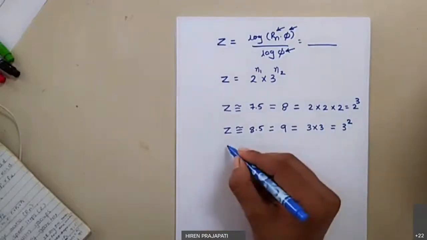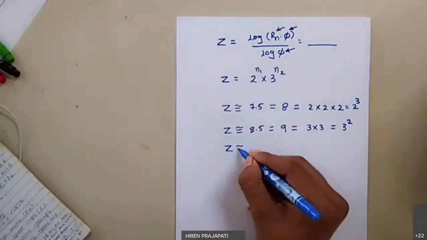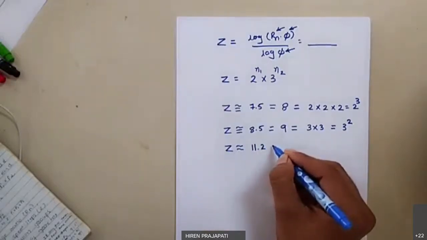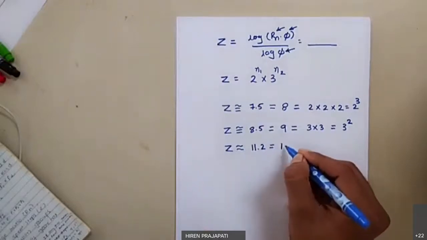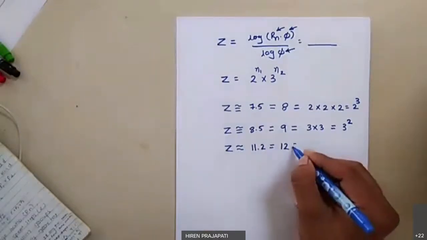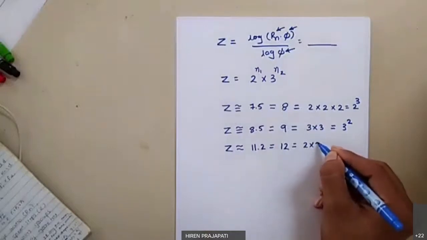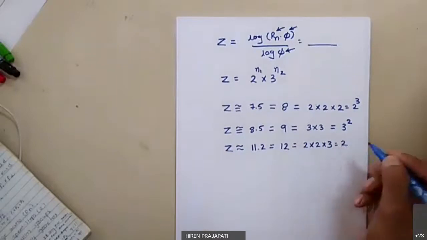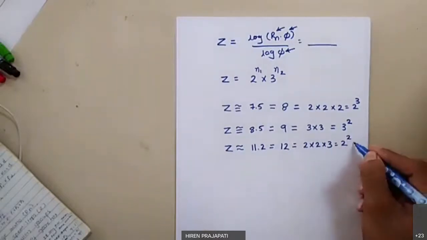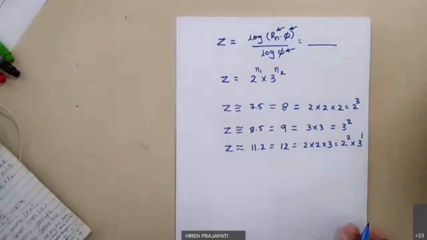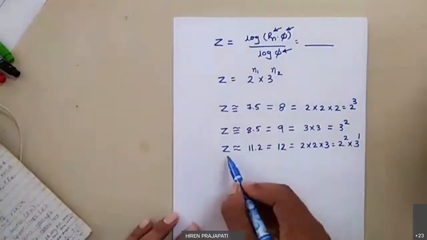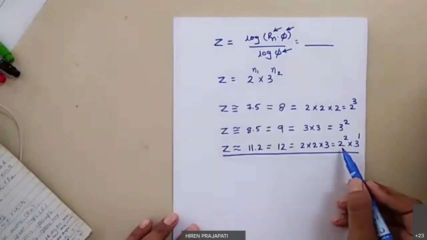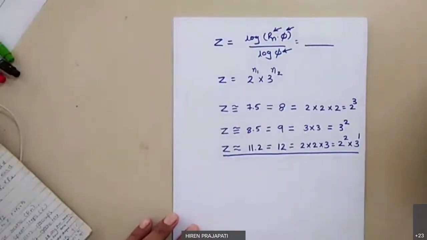Now if we take one another case for Z, suppose you are roughly getting 11.2 for example, then on rounding off we get 12, so that we can easily divide it into 2, 2 and 3, where it is 2 to the power 2 and 3 to the power 1, right? So this is the round off, such that we can divide it into 2 and 3 without any fractional value.